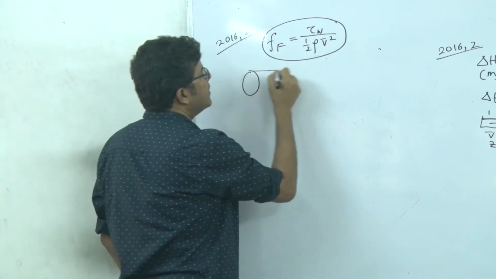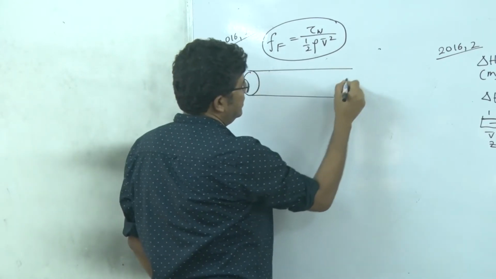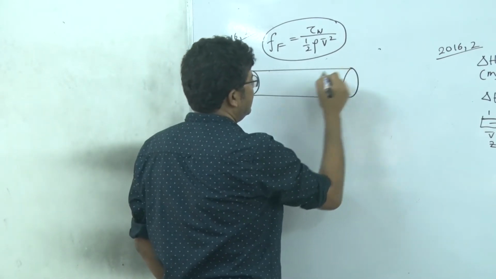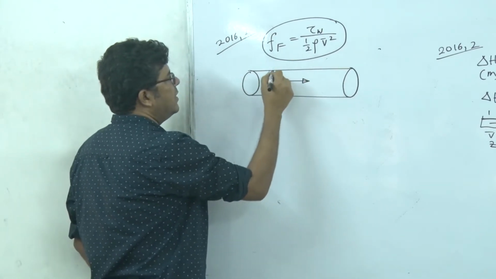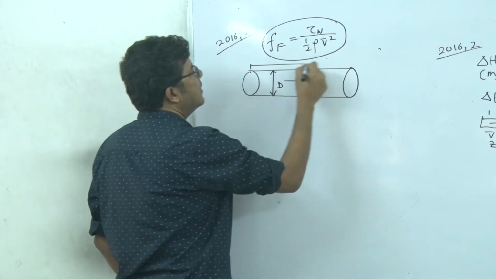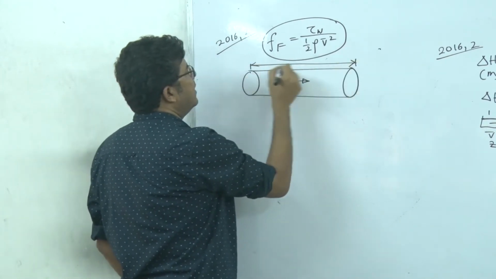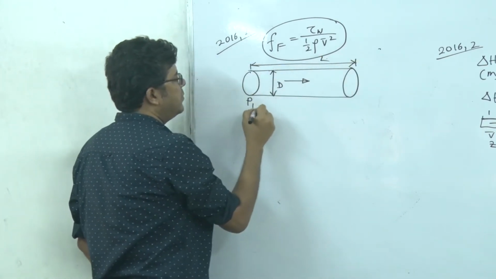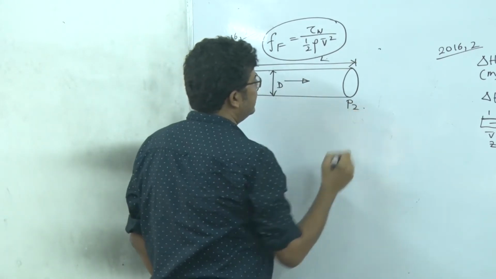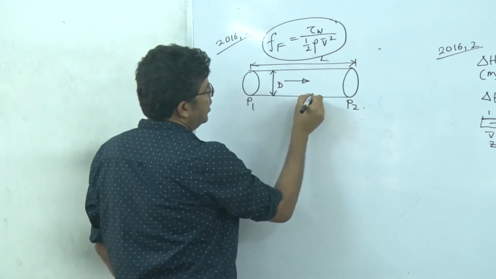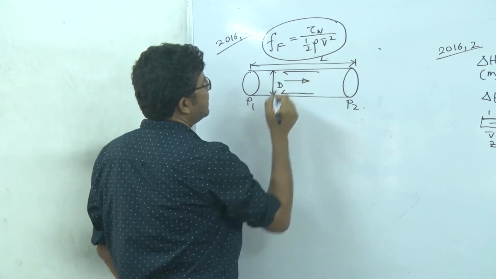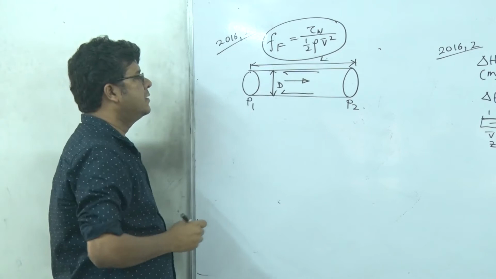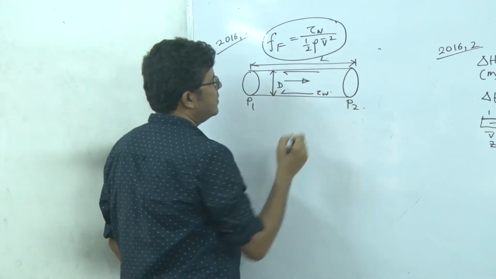If I think of a horizontal pipe and the liquid is flowing like this, its diameter is D and the length is L. Here the pressure is P1, here the pressure is P2. So at the wall, the shear stress acts like this. This is the wall shear stress.